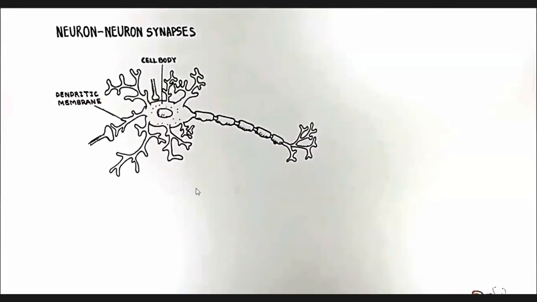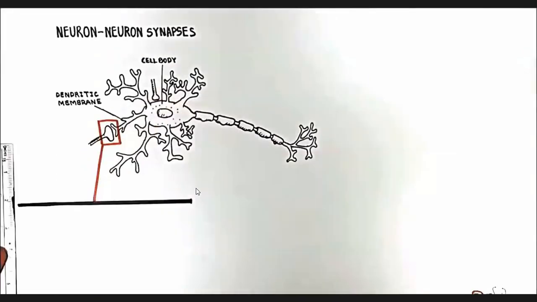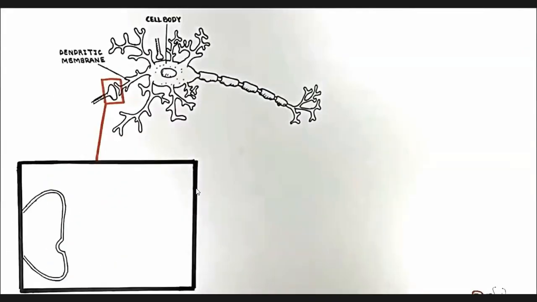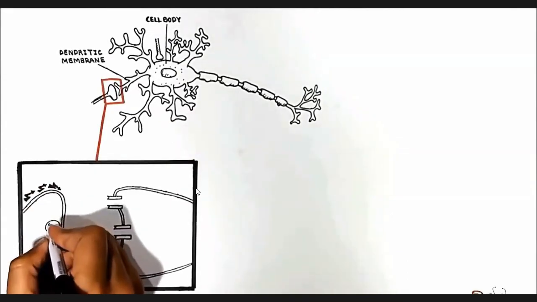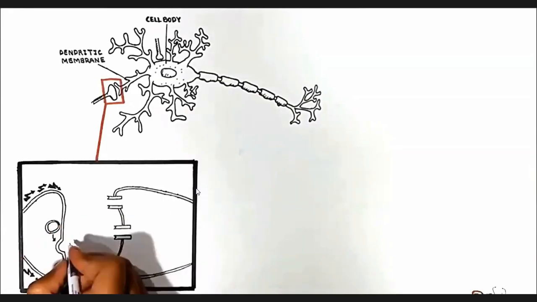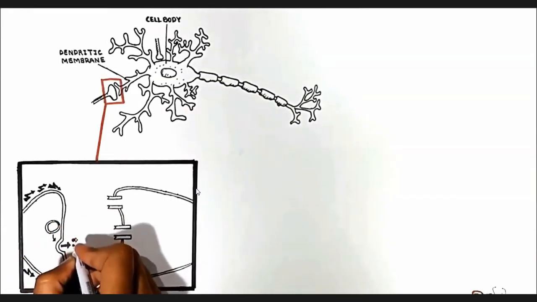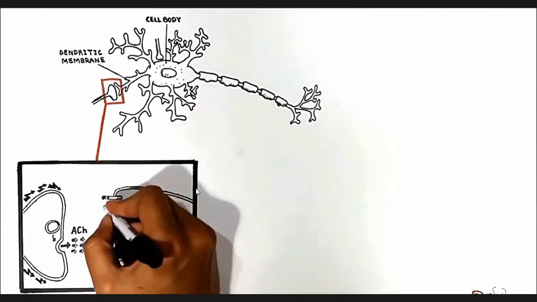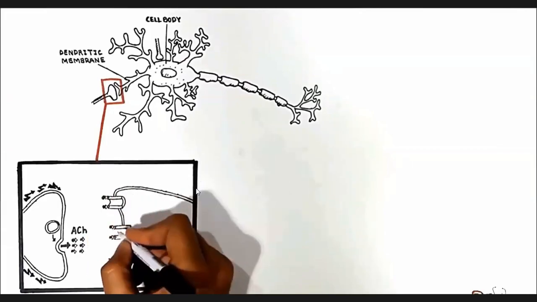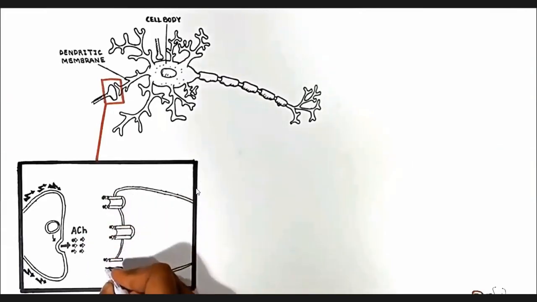We will see how an action potential transmits from one neuron to another. First, let me zoom here a single dendritic synaptic point. The action potential comes and depolarizes the presynaptic membrane. The vesicles release their content into the synaptic cleft. Suppose it releases acetylcholine. This neurotransmitter binds with its receptor and opens channels increasing sodium and potassium conductance.